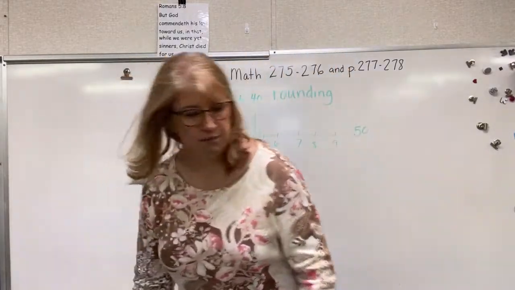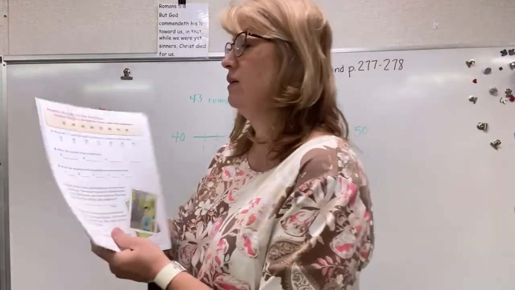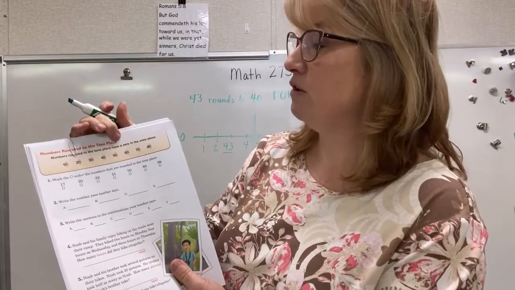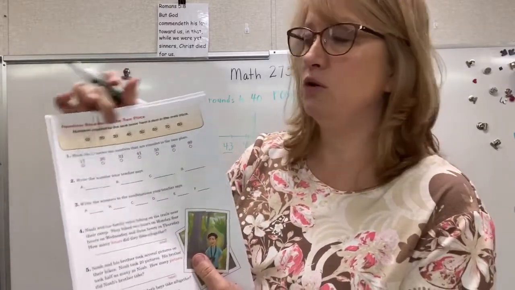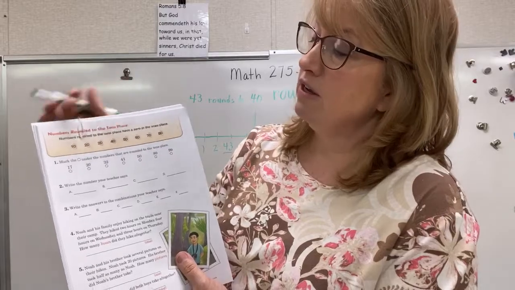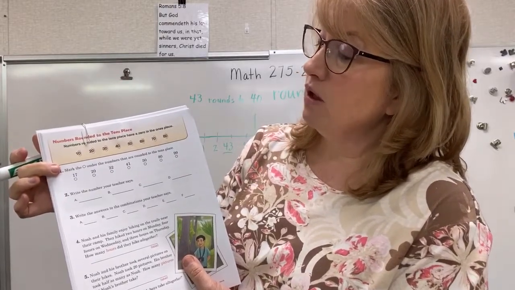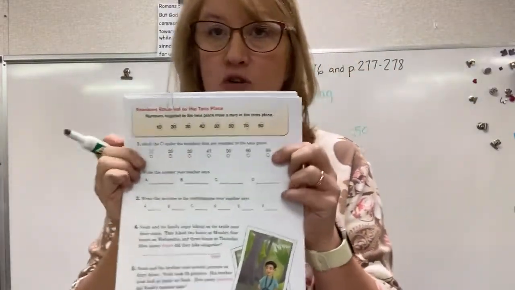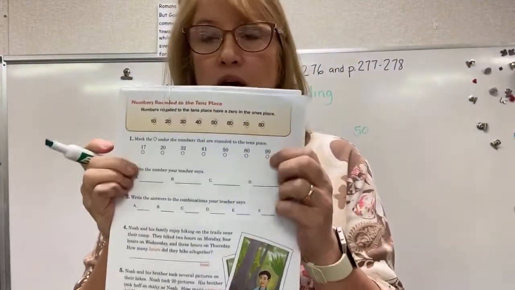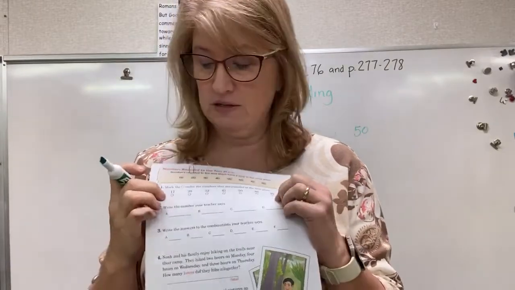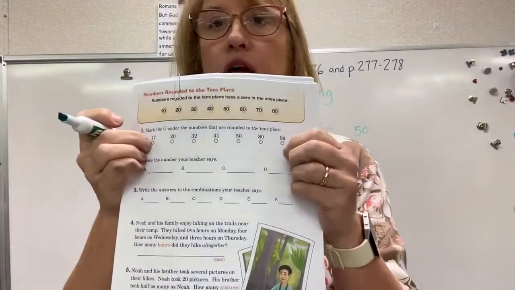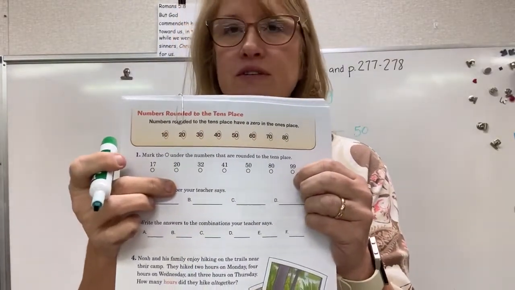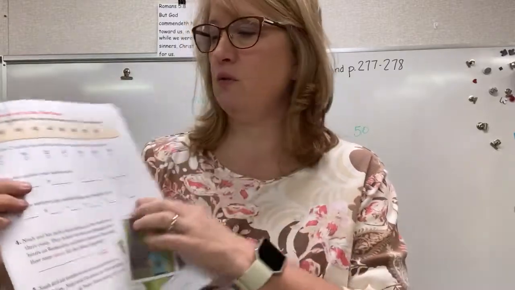Now, on your paper, on the back, it is showing you numbers rounded to the tens place have a 0 in the ones place, and they have a whole row. And it says in section 1, mark the bubble under the numbers that are rounded to the tens place. So only the numbers that you mark will have a 0 at the end in the ones place. Will 17 be marked? No. How about 20? Yes, because it has a 0 in the ones place, and go on so forth.